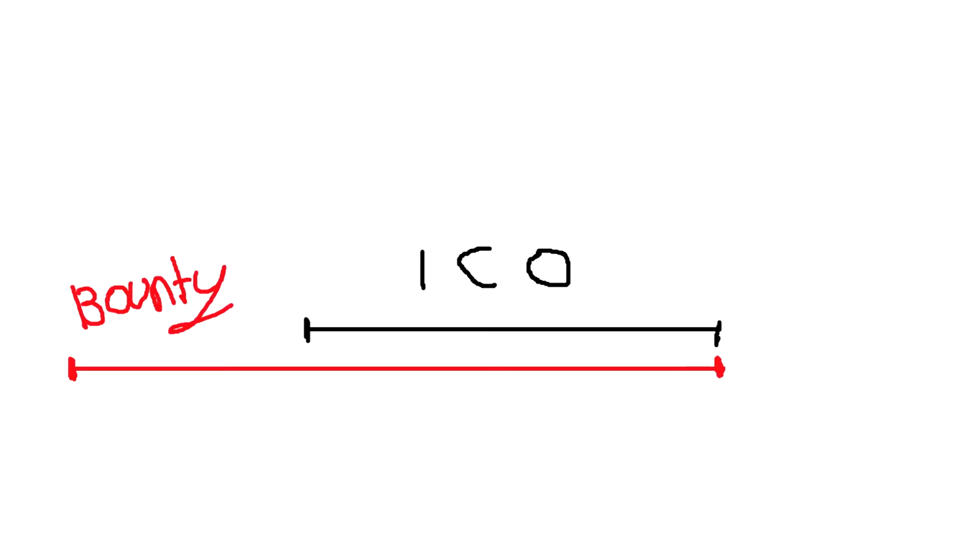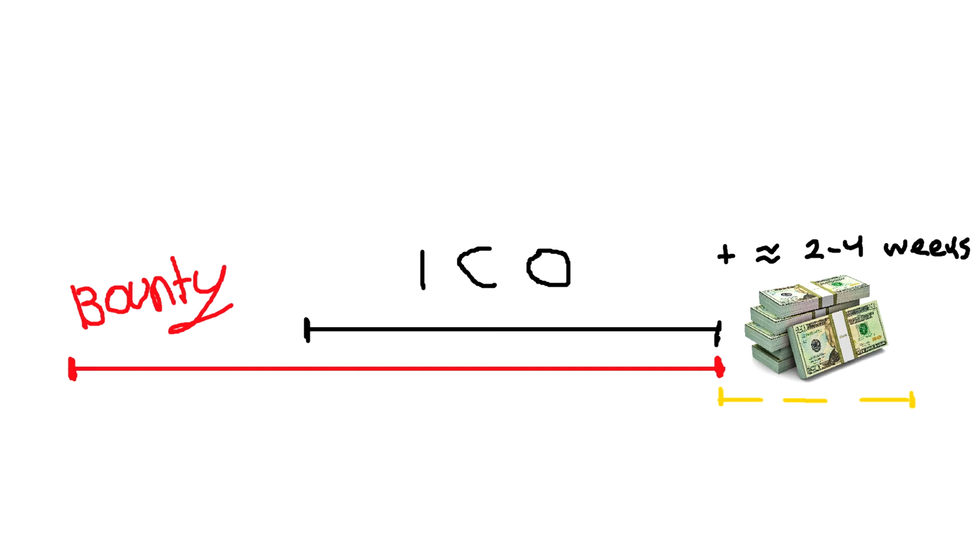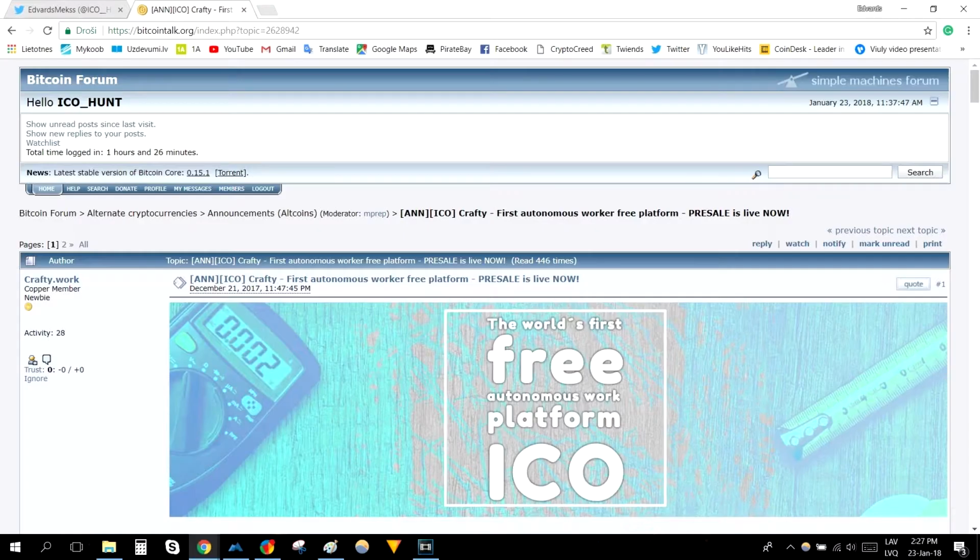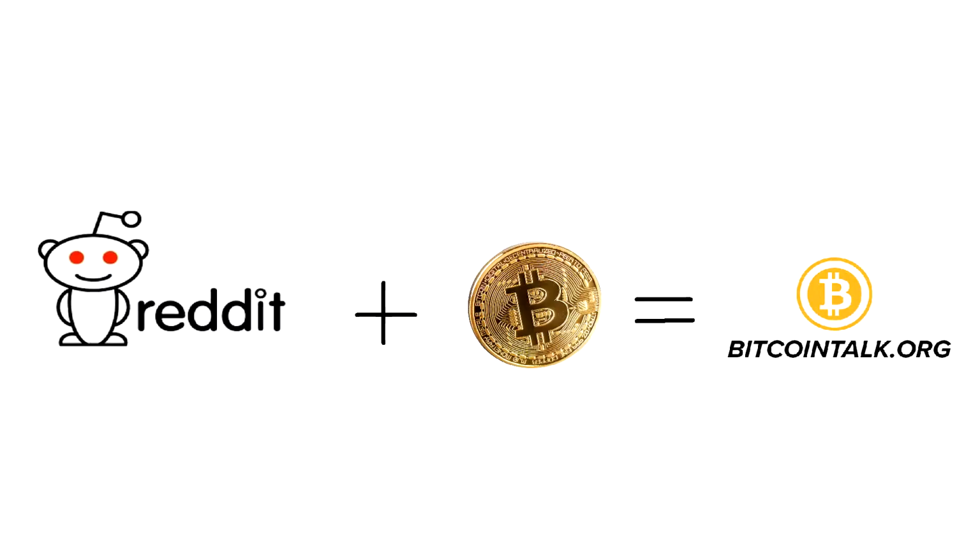Pretty much all bounty programs start before and last the entire ICO. The rewards are paid after the program ends, plus a couple of weeks to assess and send out the reward. They are almost always on BitcoinTalk.net. If you're not familiar with the site, it's pretty much a Reddit for cryptocurrencies.